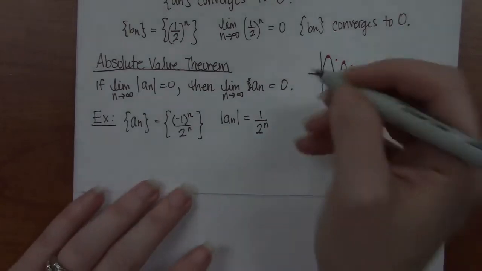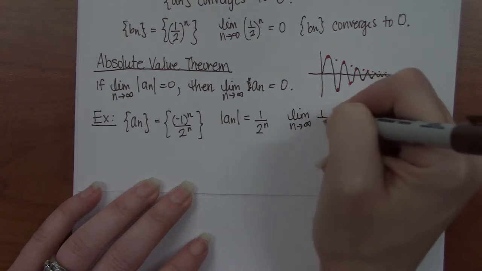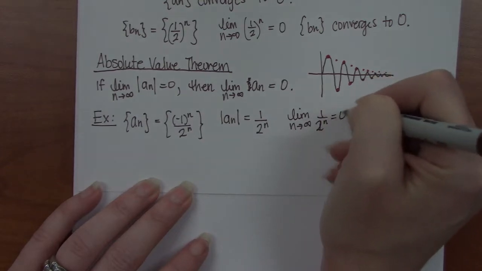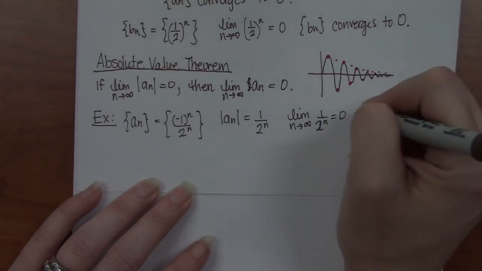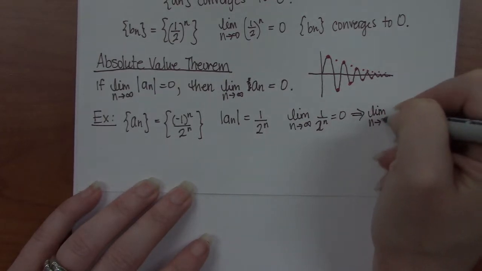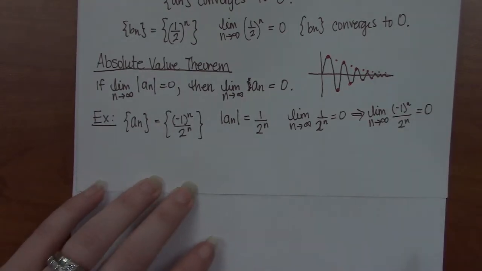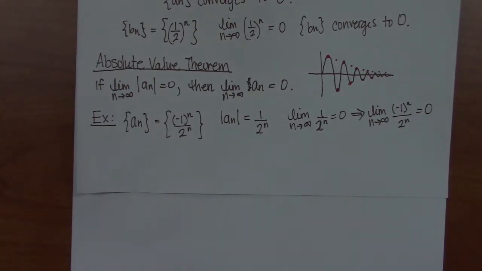So now, if I take the nth limit of the positive terms and I get 0, well then that tells me that the alternating series will also be 0.